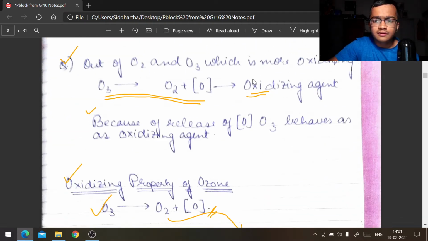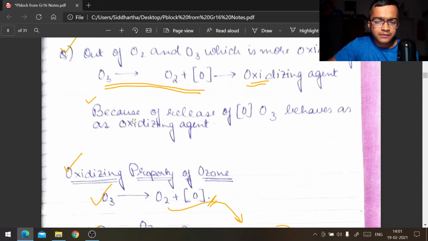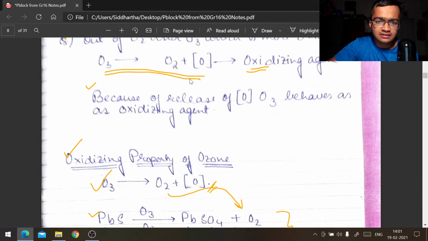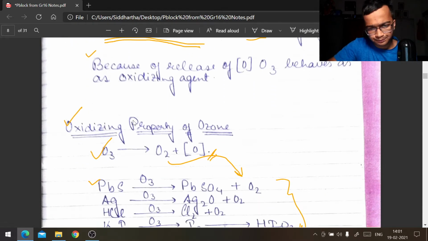And out of O2 and O3, which is more oxidizing? Now we know O3, when it breaks down, gives nascent oxygen and O2 as a molecule. This nascent oxygen is mainly responsible for acting as an oxidizing agent. Because of releasing nascent oxygen, O3 behaves like an oxidizing agent. So this is the answer.